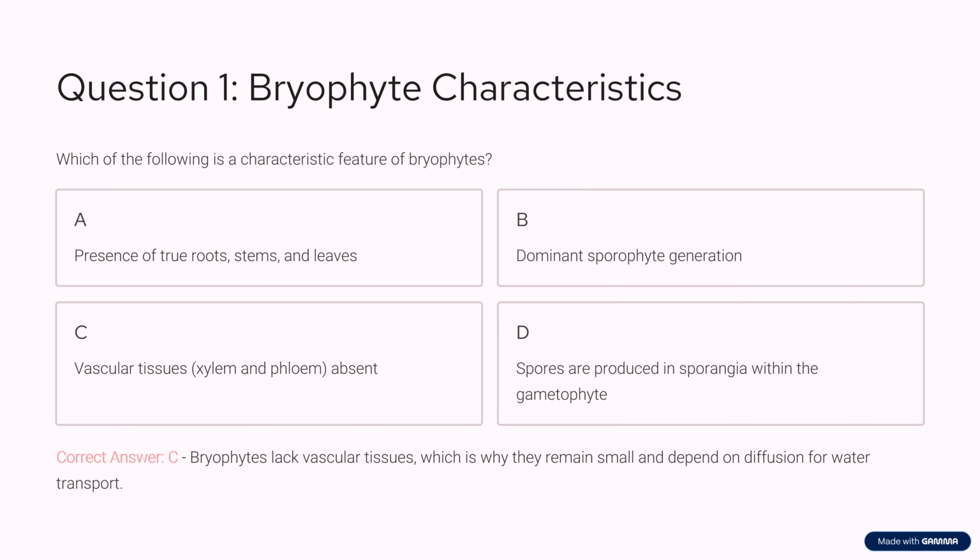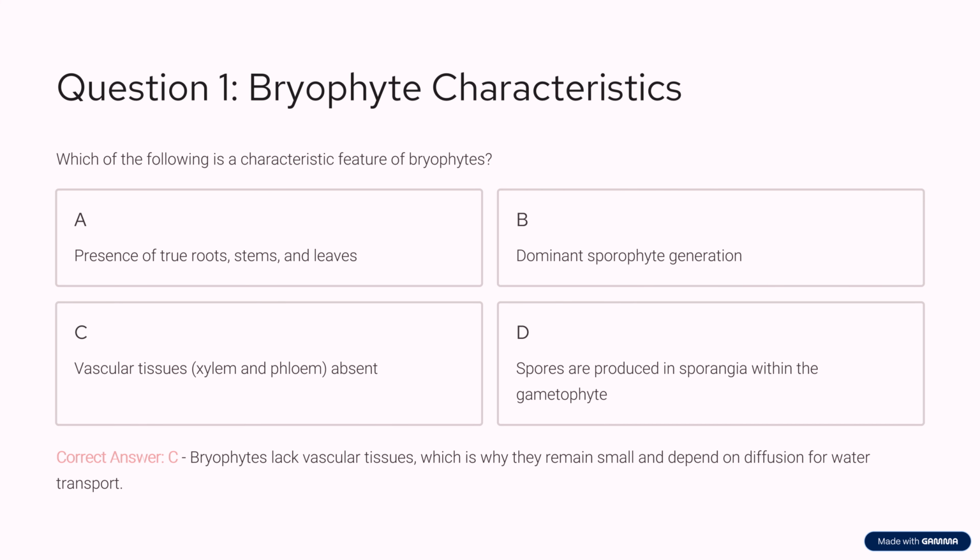First question is about bryophyte characteristics. Which of the following is a characteristic feature of bryophytes? A. Presence of true roots, stems and leaves. B. Dominant sporophyte generation. C. Vascular tissues, xylem and phloem absent. D. Spores are produced in sporangia within the gametophyte.